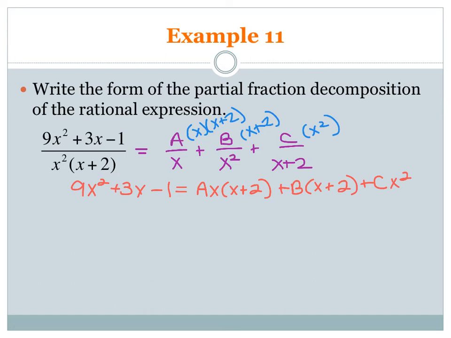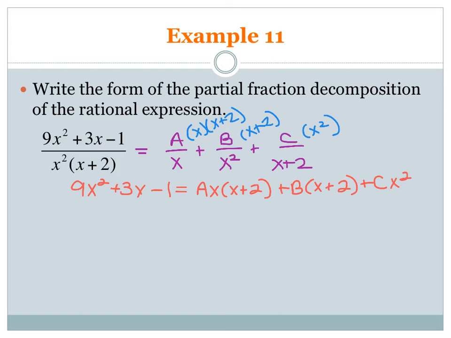All right, so I separated it out again. As soon as I realize that there's a squared, a red flag should go off that says, okay, this is a repeated factor. I can't do it the way I've been doing it. So I would get a over x plus b over x squared plus c over x plus 2.